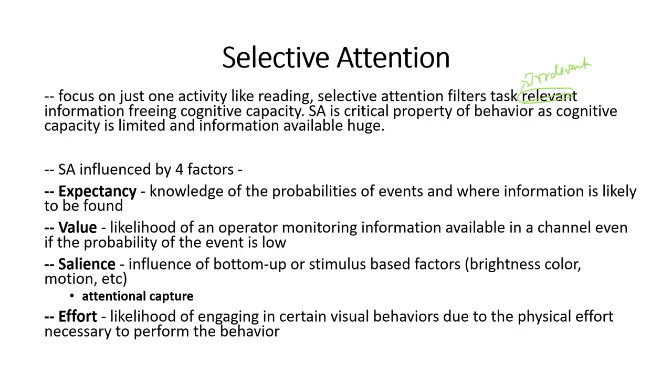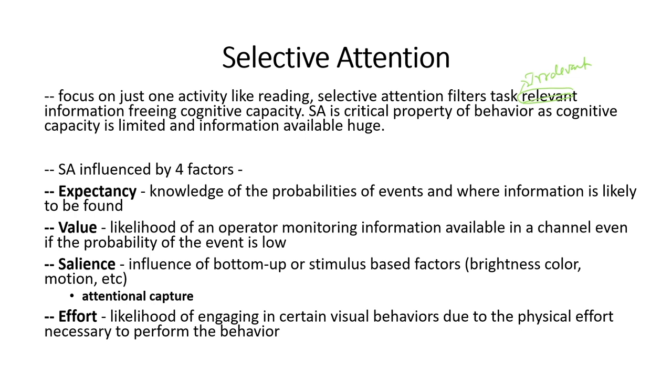Now, selective attention is influenced by four factors. First, expectancy: knowledge of the probability of an event and where information is likely to be found. People's expectancy about how frequently something happens and where it can be found. Again, the boiler example, where you are working in the control room of a power plant. By experience, you know that critical system information is available on a display which is above the controls, and you know that this display will only light up or change color when it becomes imminent to perform an action, like shutting down the plant or shutting down a certain function of the plant. So expectancy will help you in ignoring that display if everything is normal.